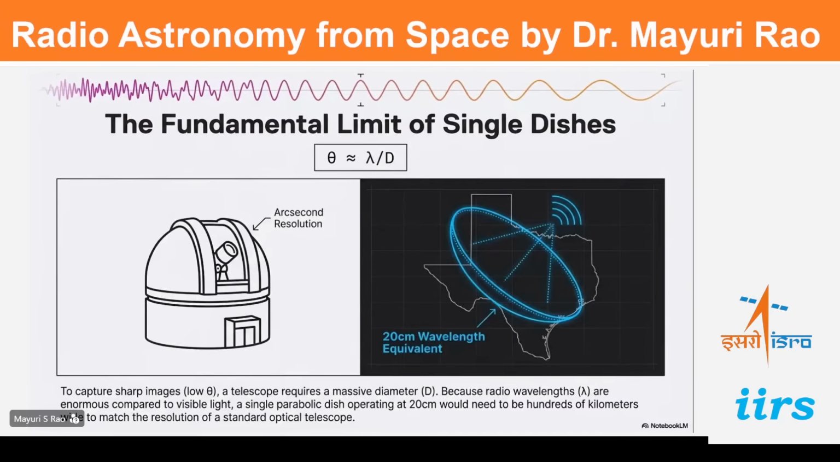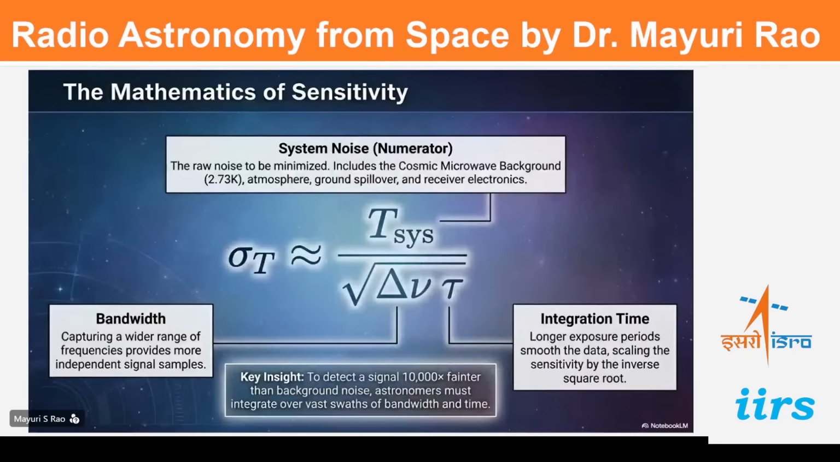There is one other quantity that tells you how clean an image you can make with a radio telescope, which is basically how do you reduce the noise in your data, right? And this equation is called the radiometer equation, which basically tells you that you have some intrinsic noise in your experiment.